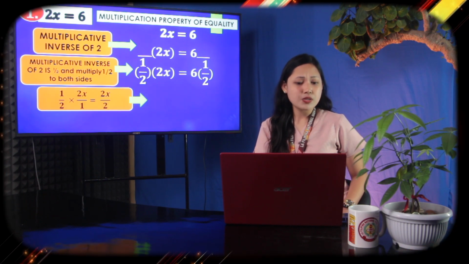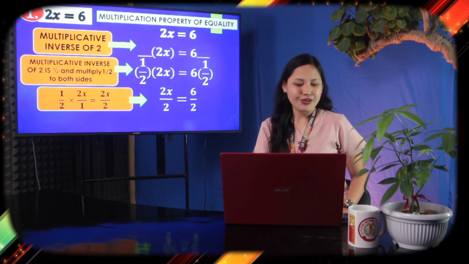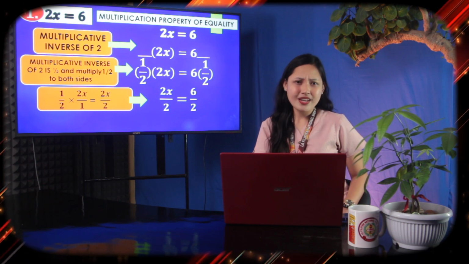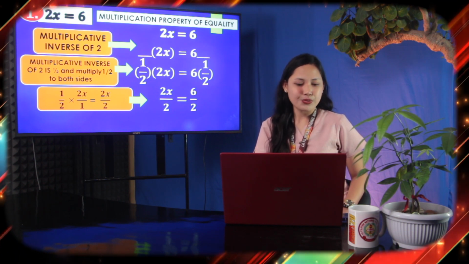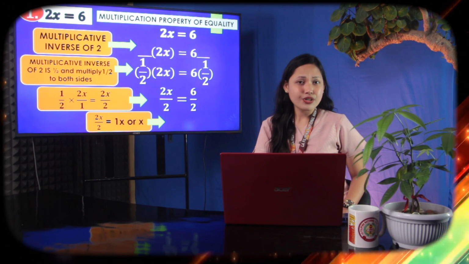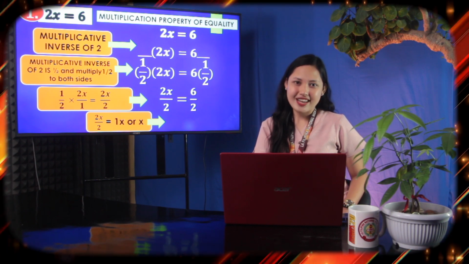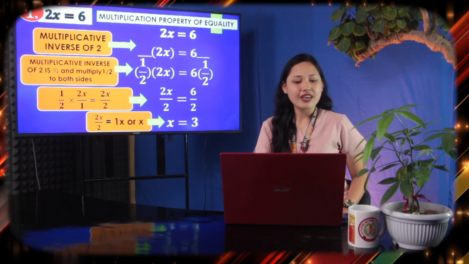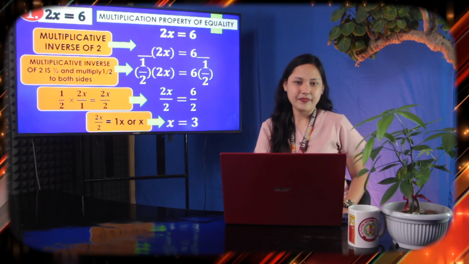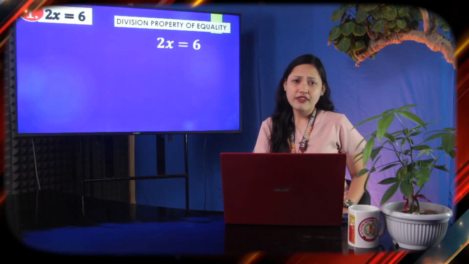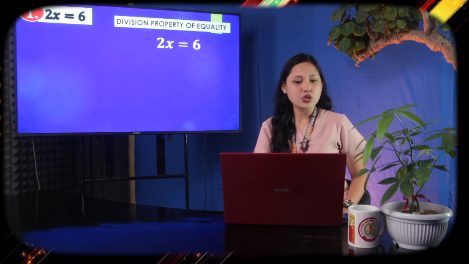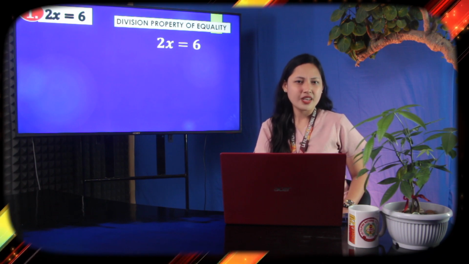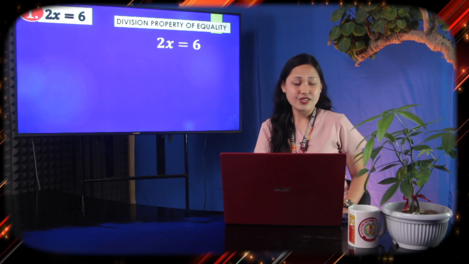And 1/2 times 2x equals 2x over 2, and 6 times 1/2 equals 6 over 2. And 2x over 2 equals 1x or x, and 6 over 2 equals 3. So we have the value of x, which is 3. Now, what if we find the value of x using the division property of equality? Do they have the same answer?